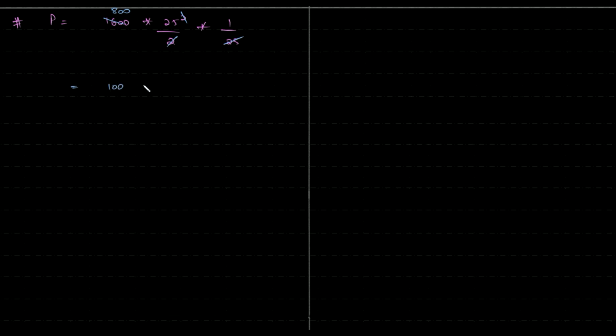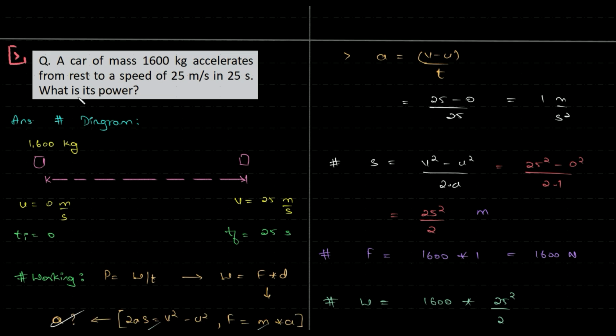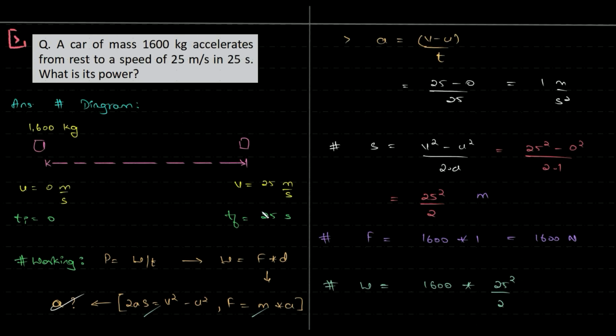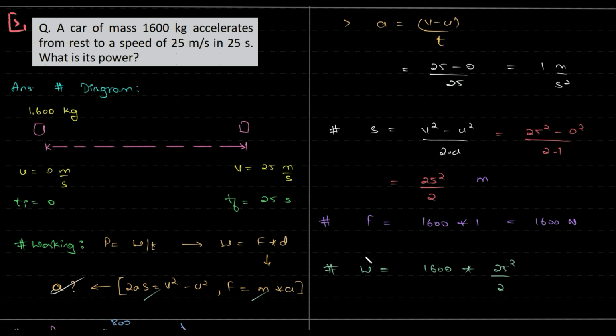800. So 100 into 25 into 8 is how much, guys? 25 fours is 100. So 8s will be 200. So the power is 2 into 10 to the power of 4 watt. This is the right way to present an answer. And at last, we'll write it in the form of a sentence. Power of the car is 2 into 10 to the power of 4 watt. Okay, guys, so this would be your answer. You can pause and have a look at the answer.